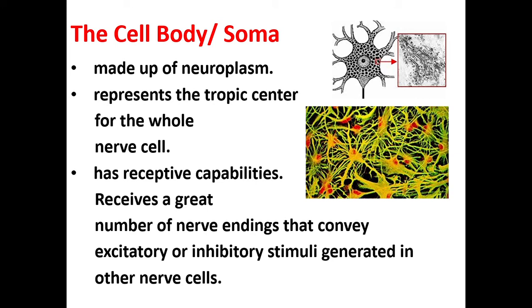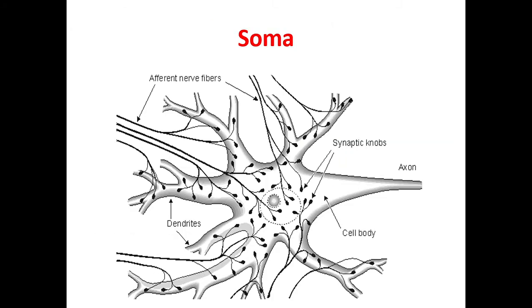We go now into the cell body or the soma or the perikaryon of a nerve cell. So the cell body or the soma is made up of neuroplasm, a homologue of the cytoplasm of other cells in the body. The cell body or the soma represents the trophic center for the whole nerve cell. It has receptive capabilities. It receives a great number of nerve endings that convey excitatory or inhibitory stimuli generated in other nerve cells. Here we have an illustration of the soma that is receiving many terminal endings from other cells.